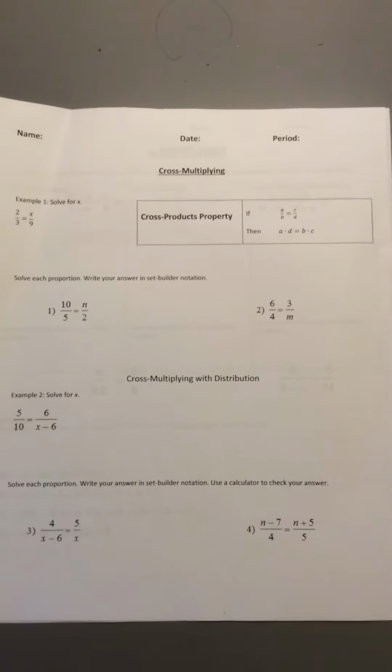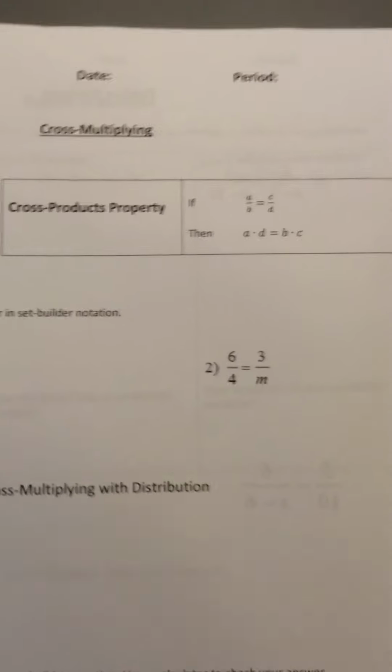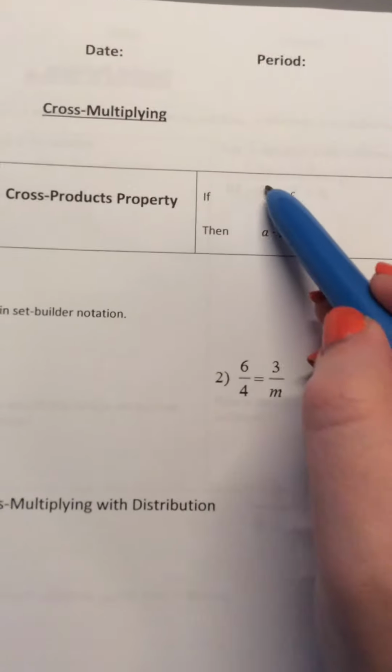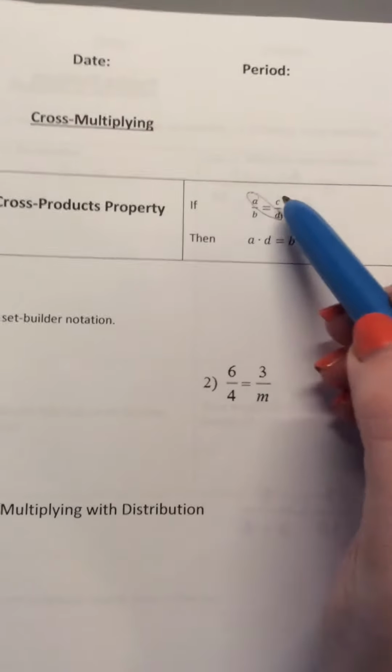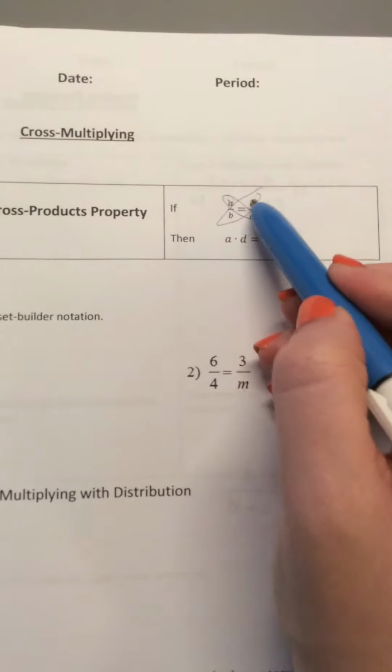Today we will be talking about cross-multiplying when solving equations. So we have something called the cross products property. Basically, all this means is the two numbers that are across from each other, or diagonal from each other, we're going to multiply them together and then set them equal and solve.